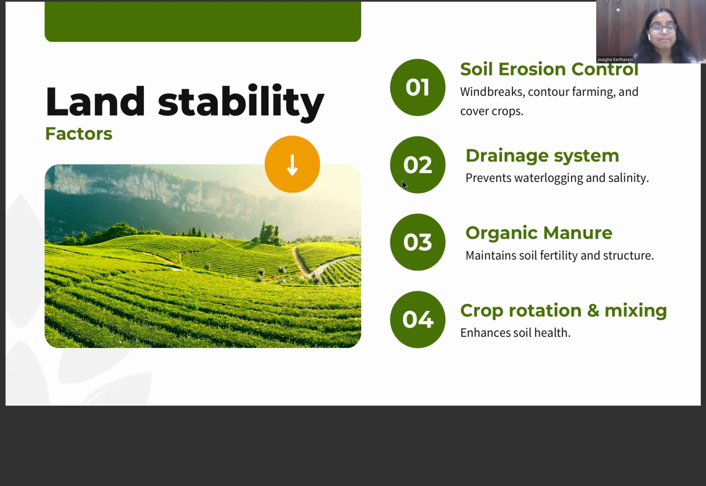And then we have organic manure, meaning the soil is supposed to maintain its fertility. It also maintains the fertility and structure because it's important. And now we have crop rotation and mixing, basically meaning it enhances the soil's health.